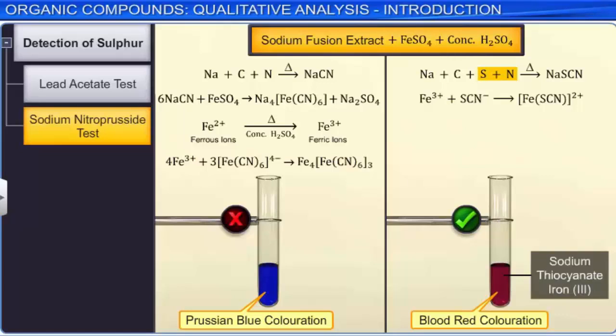To detect the presence of phosphorus, sodium extract is heated with oxidizing agent sodium peroxide, and then treated with ammonium molybdate. If a yellow precipitate of ammonium phosphomolybdate is formed, it indicates the presence of phosphorus.